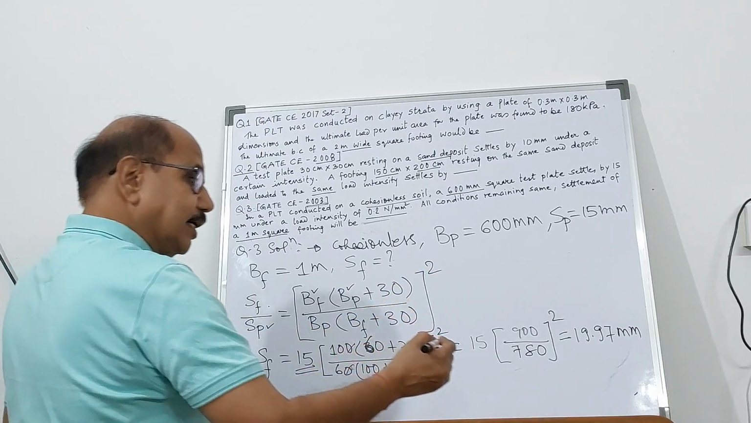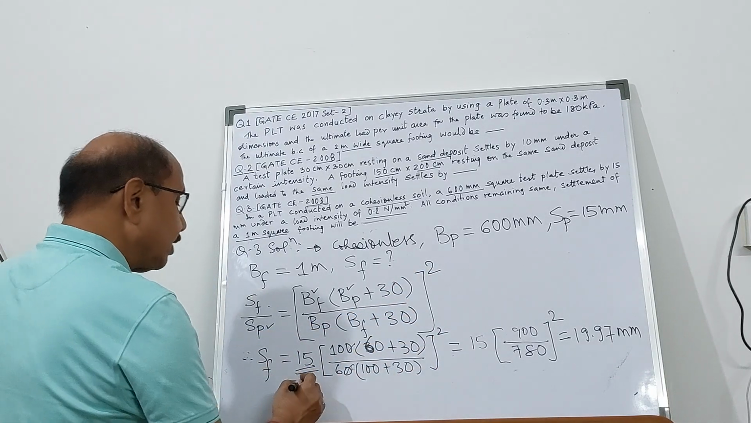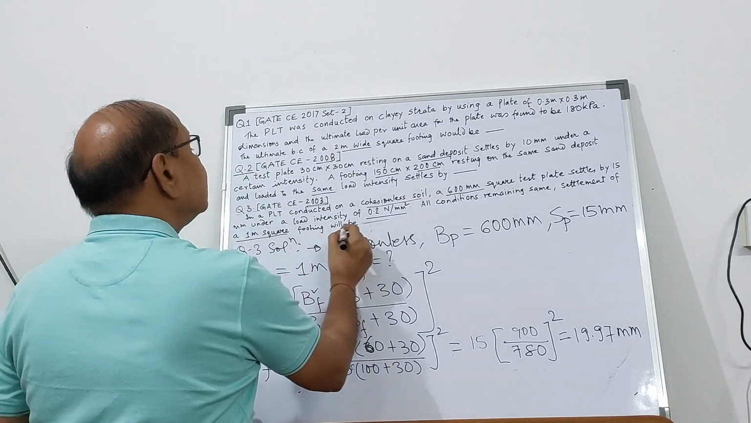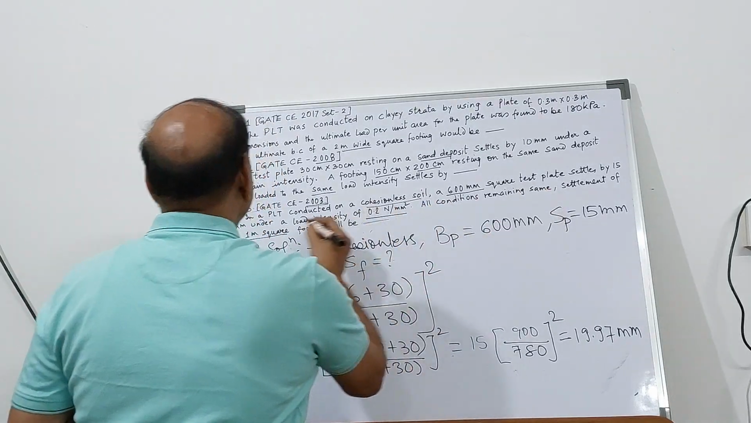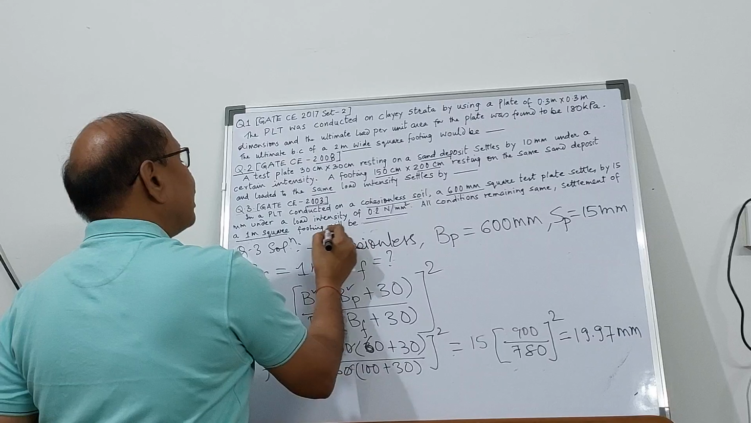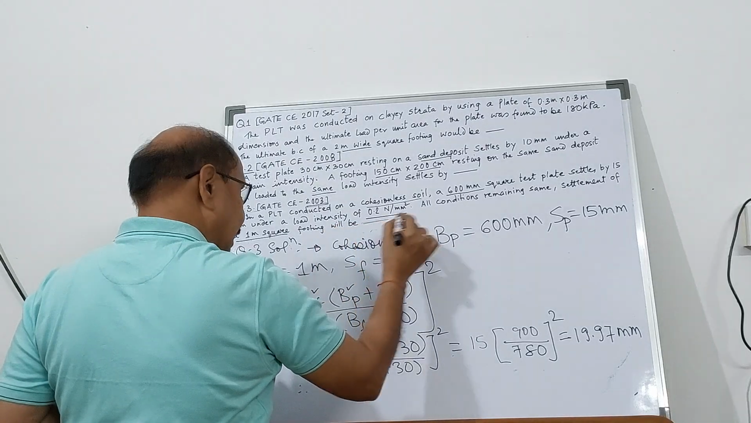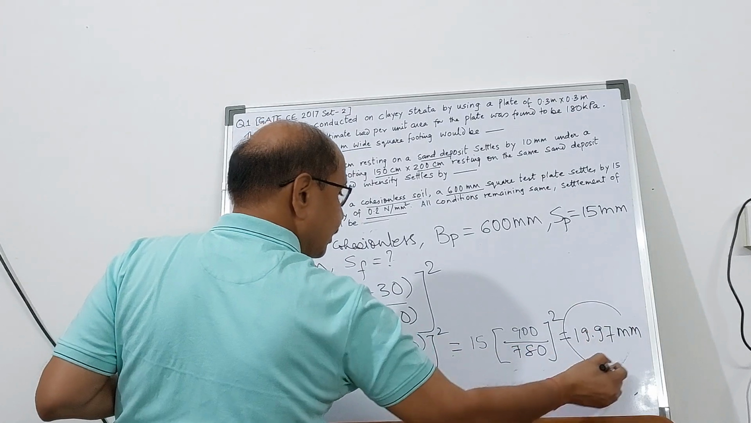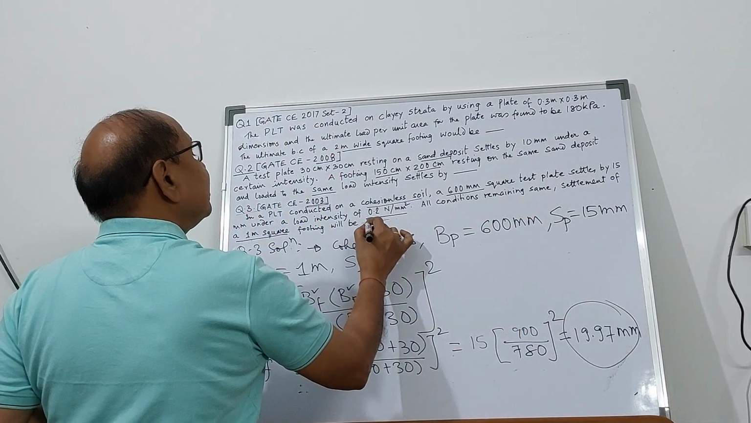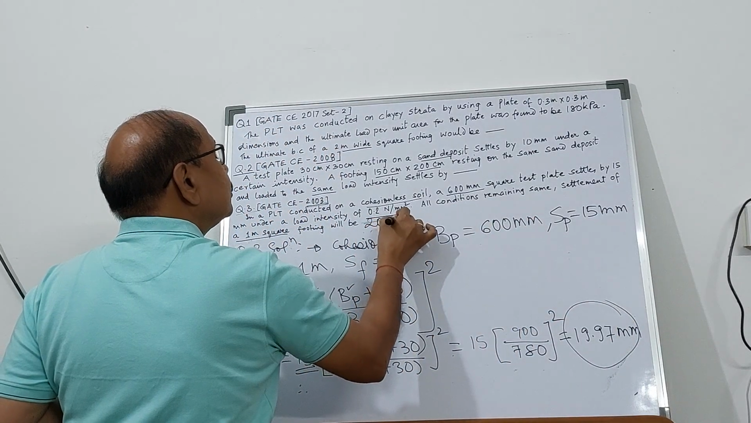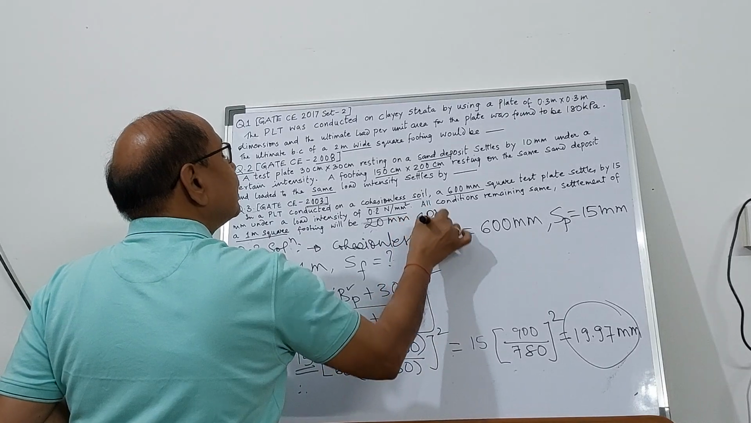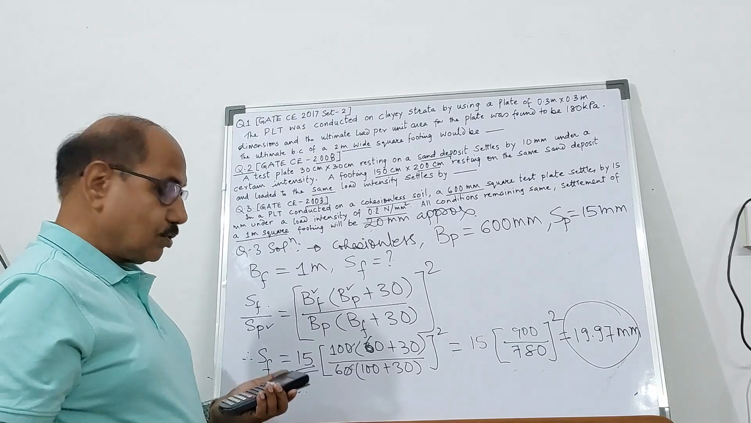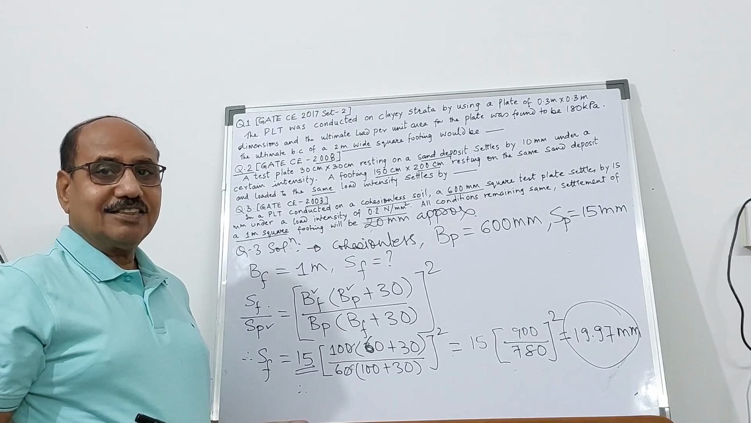So you will be getting the answer: therefore, the 1 meter square footing will be settling by approximately 20 millimeter. So like this we can solve all the problems. Thank you very much.